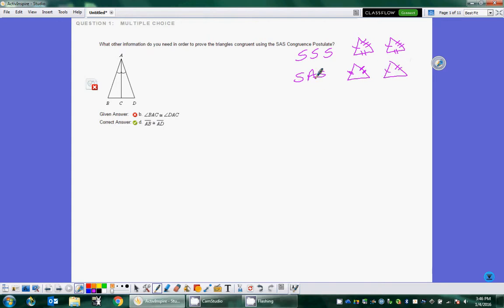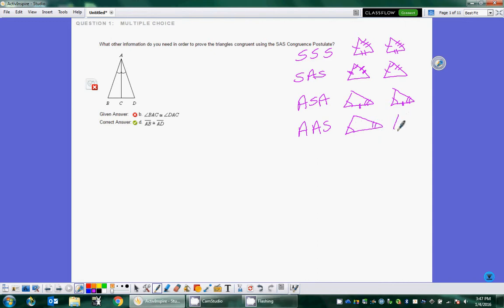Another option is angle-side-angle. Now I've got 2 pairs of angles marked congruent, and what's special is the side is in between the 2 angles. Then I've got angle-angle-side. Again, I've got 2 pairs of angles congruent, but now my S is no longer in between the 2. So you could have this as a pair of sides, or I could have had this other side. As long as it's not between the 2 angles, I'm good with this one.